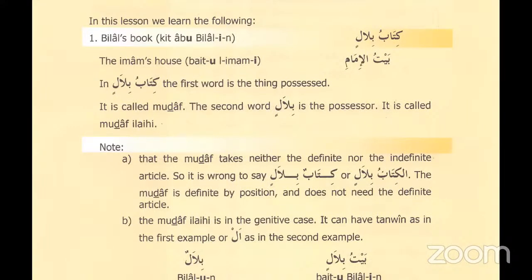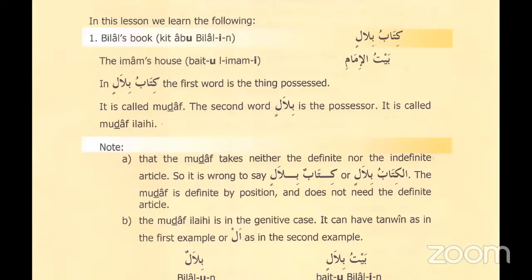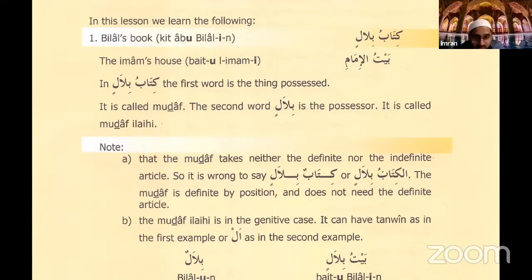In Kitabun Bilalin, the first word is the thing possessed. It is called mudaf. The second word, Bilalin, is the possessor. It is called mudaf ilayh. Correct.